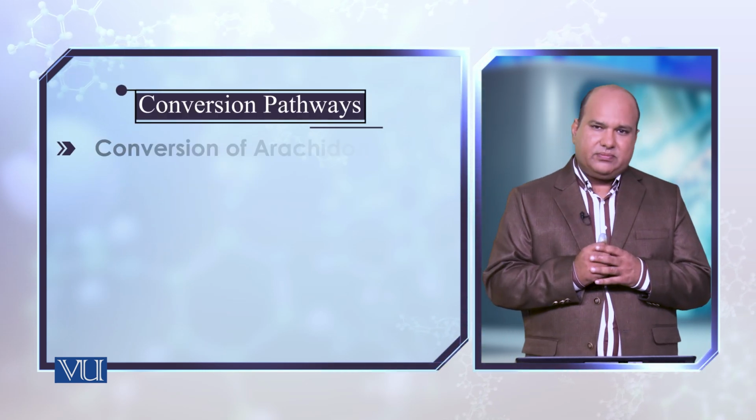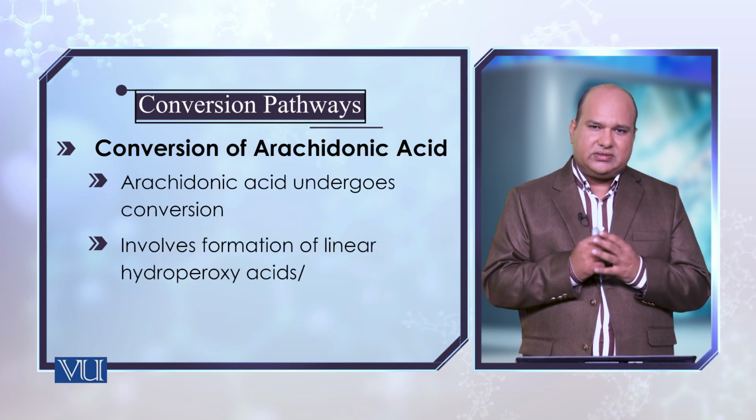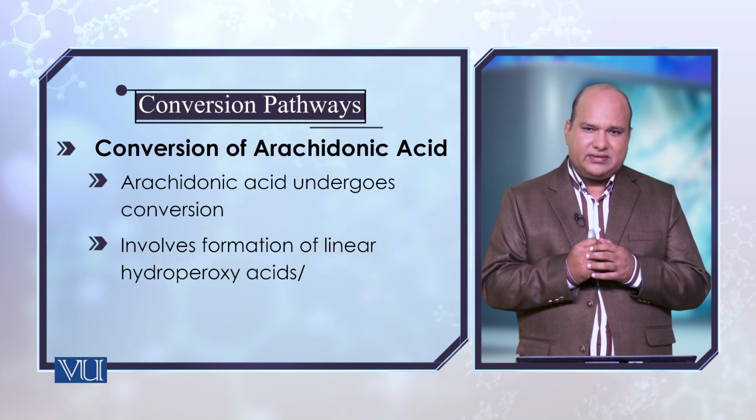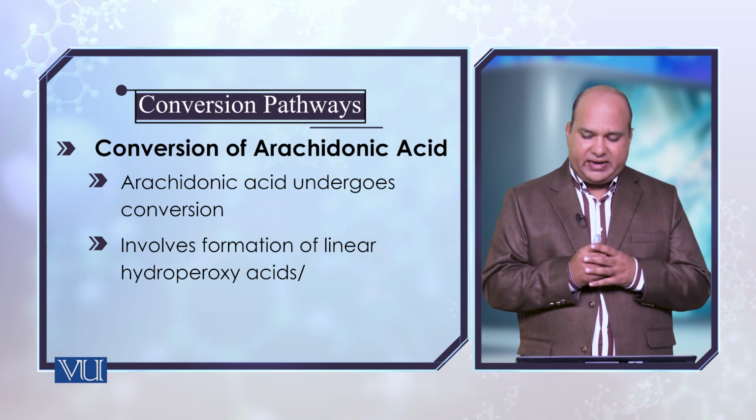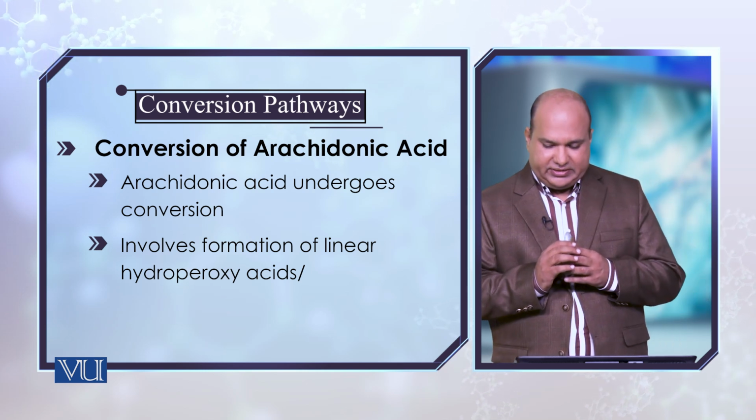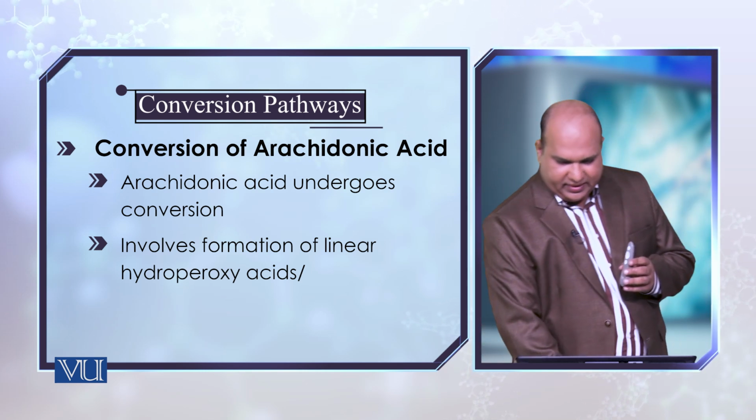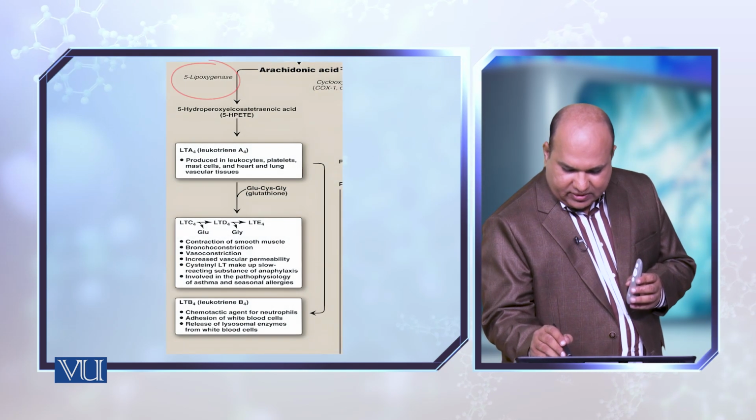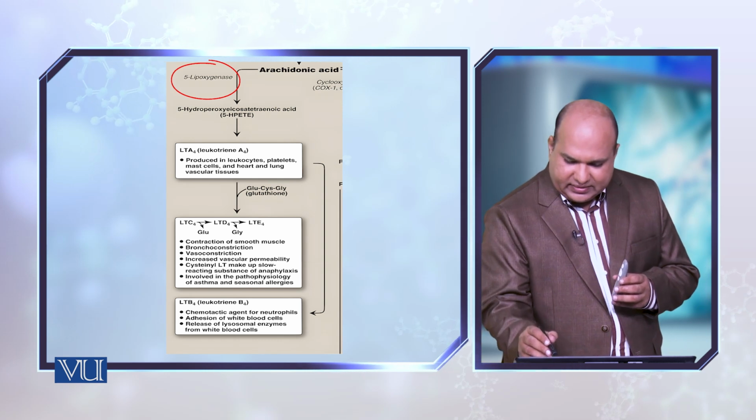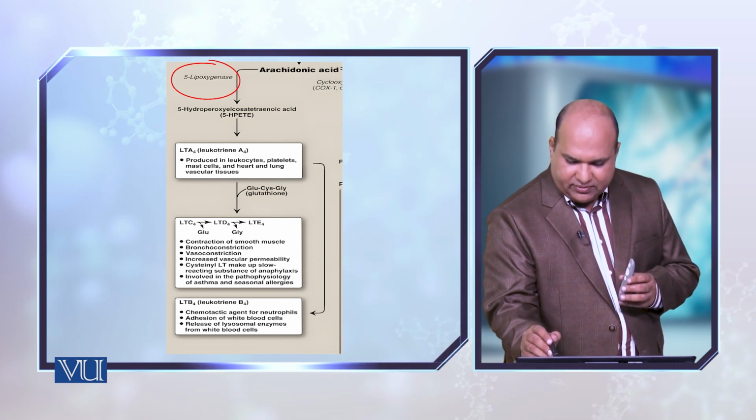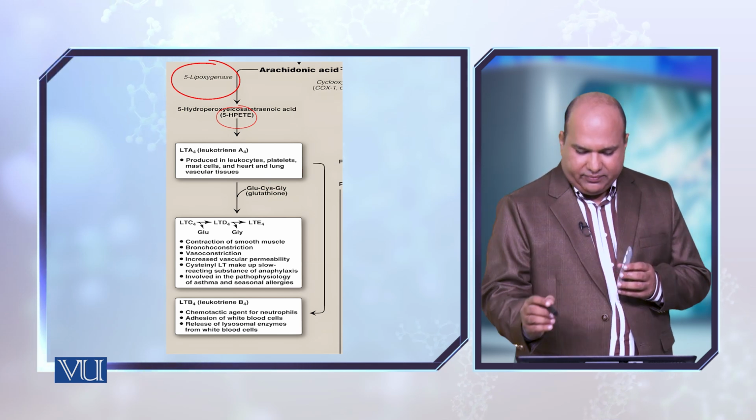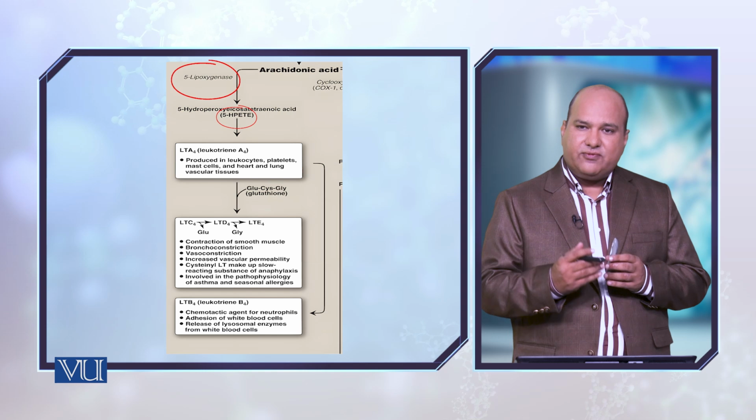As far as the biosynthesis of leukotrienes is concerned, the main precursor of leukotrienes and many other eicosanoids is arachidonic acid. Arachidonic acid is acted upon by the enzyme 5-LOX, or lipoxygenase, and as a result of this conversion, we get the 5-HPETE compound. This 5-HPETE compound then undergoes further reactions.